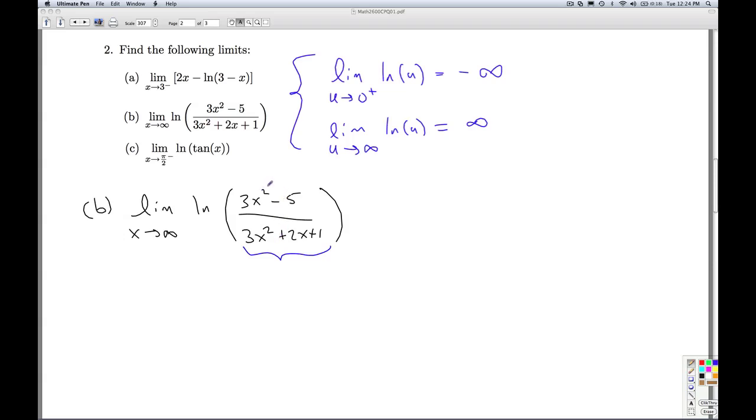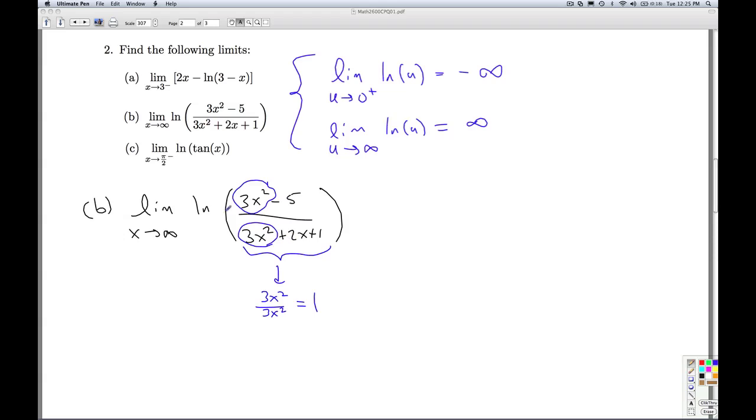Well, the degree of the numerator is 2, and so the leading term here, the term that's going to matter as x goes to infinity, is 3x squared. That's the same as the leading term and degree of the denominator. So as x goes off to infinity, these are the terms that matter, and the limit is the ratio of these terms. So this is going to 3x squared over 3x squared, which is just 1. So the inside of the logarithm is heading towards 1.